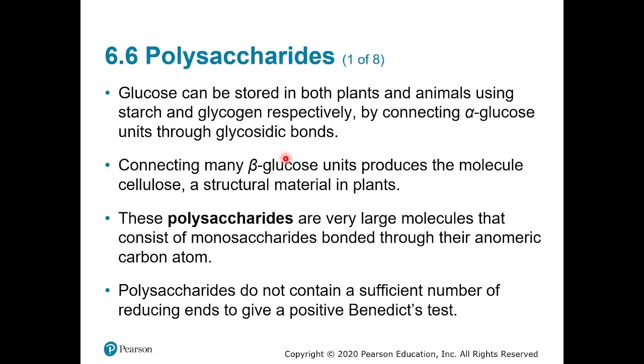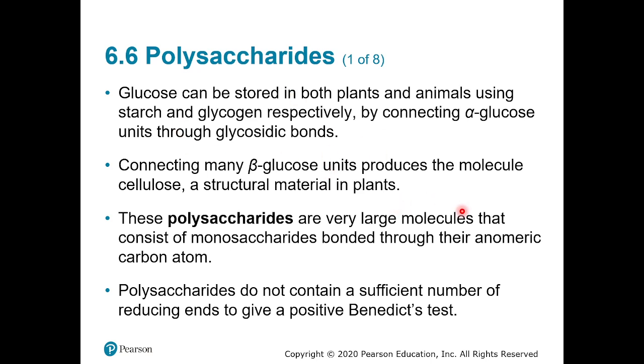Okay, let's talk about polysaccharides. So glucose, again, can be stored in both plants and animals. It's going to use starch and glycogen, respectively. It's going to be connecting the alpha glucose units through glycosidic bonds. And so we'll have those repeated glycosidic bonds in long, long chains. Okay?